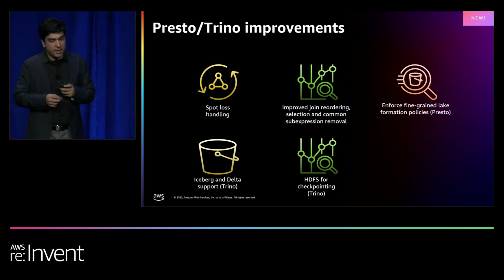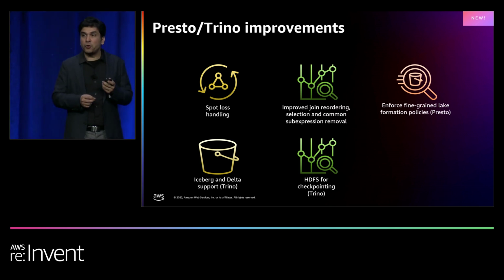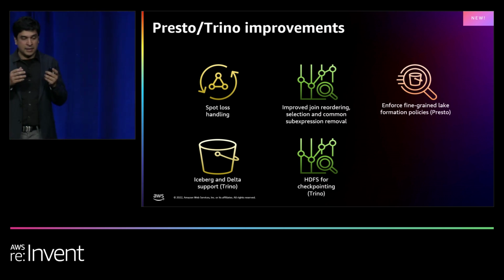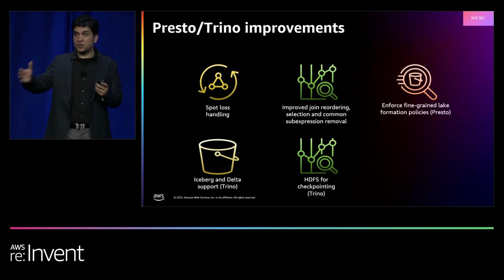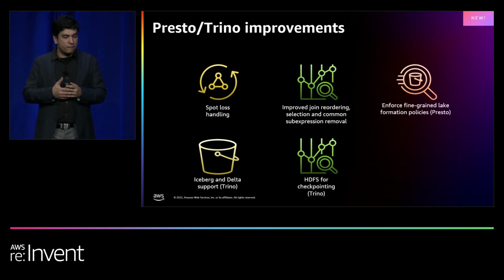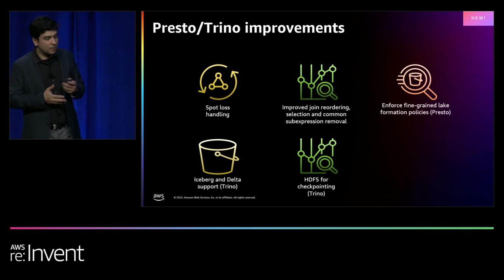With EMR 6.9, we have enabled fine-grained Lake Formation policies. Fine-grained access control is one of the most common asks we are seeing. Enterprise customers definitely need fine-grained access control, and Lake Formation is the AWS way to get it done, and it is honored by various services, Athena, Redshift Spectrum, all the engines on EMR, as well as AWS Glue ETL. And from EMR 6.9 onwards, we also have support for Iceberg and Delta.